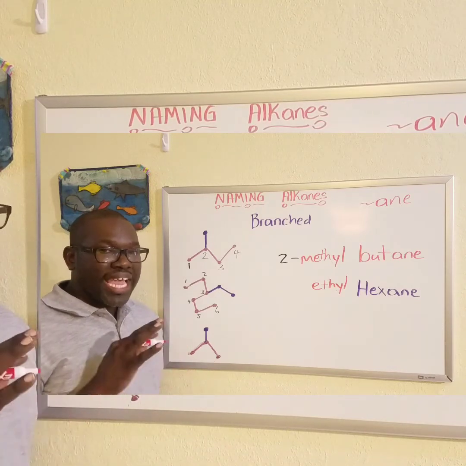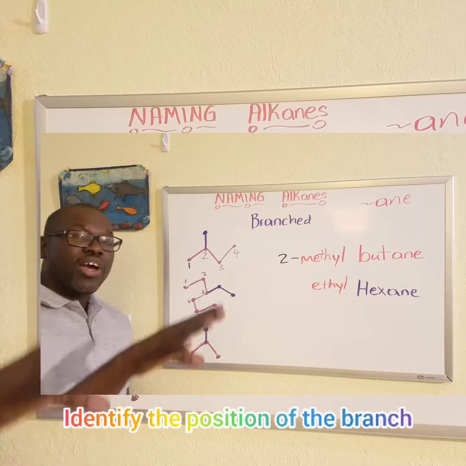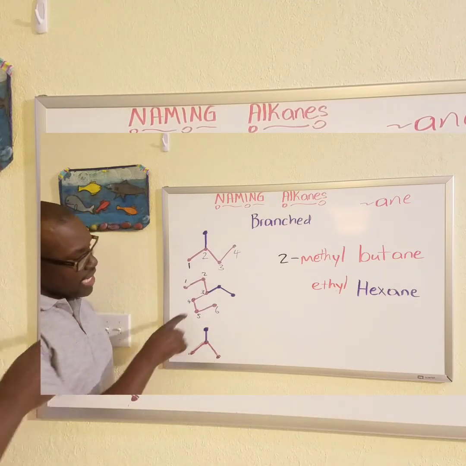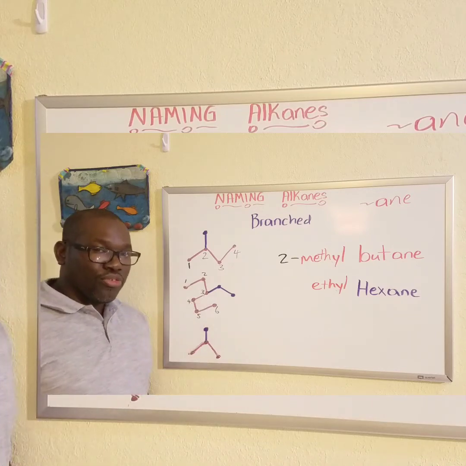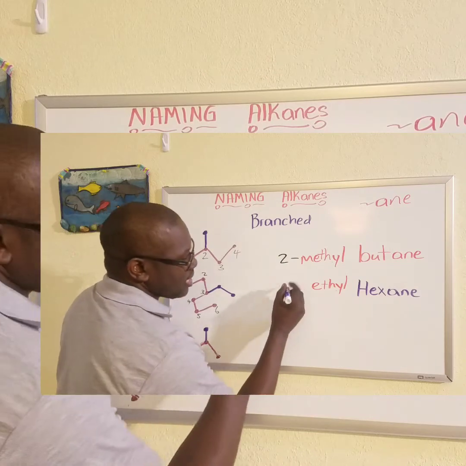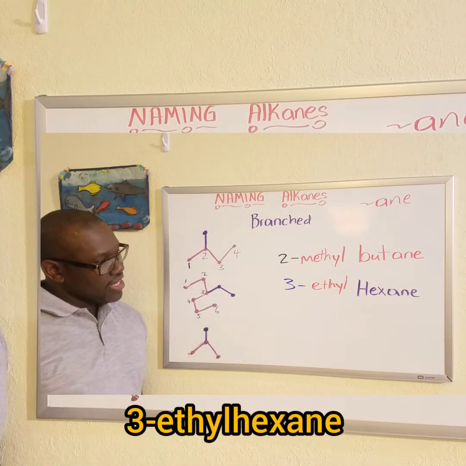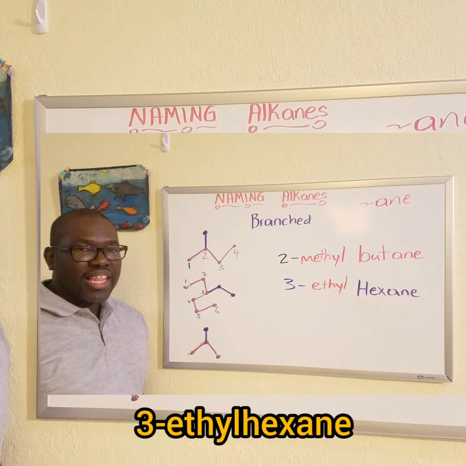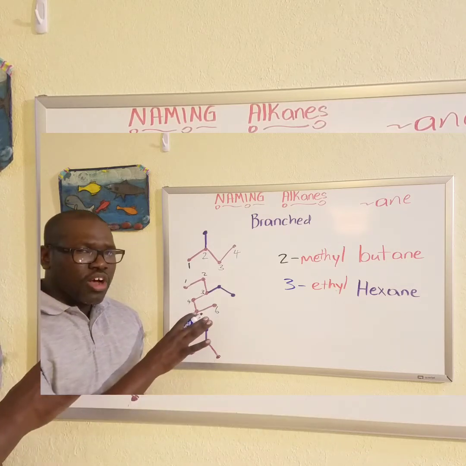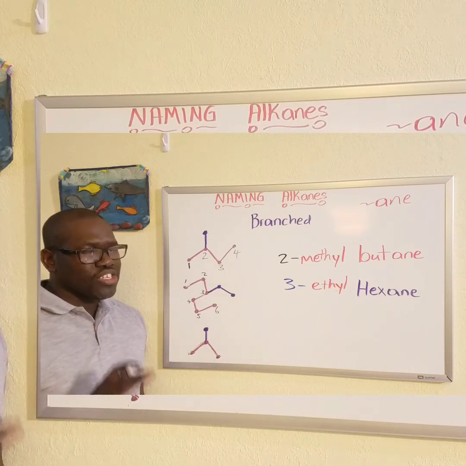We need to identify the position of the branch. So where is this branch? We already did it. Great. It's at position number 3. So we're just going to identify that over there. And this is 3-ethyl hexane. 3-ethyl hexane. There you have it. It looked complex. It looked a little bit daunting in the beginning. But now you realize it's not so bad.